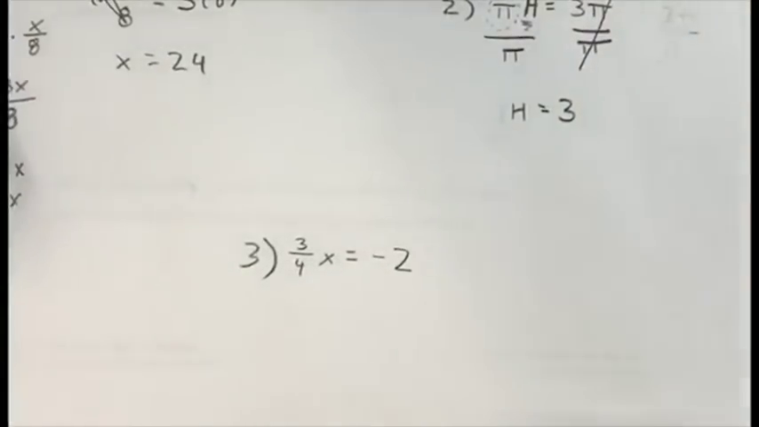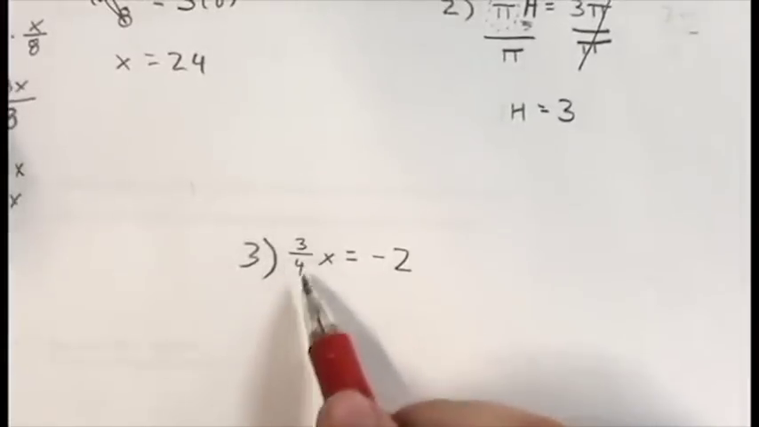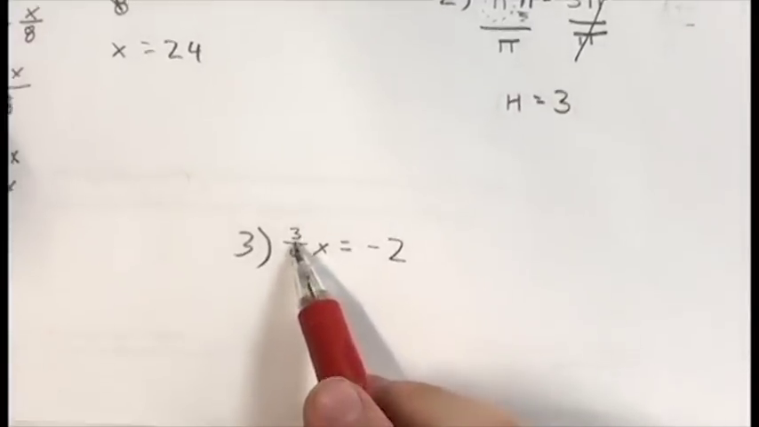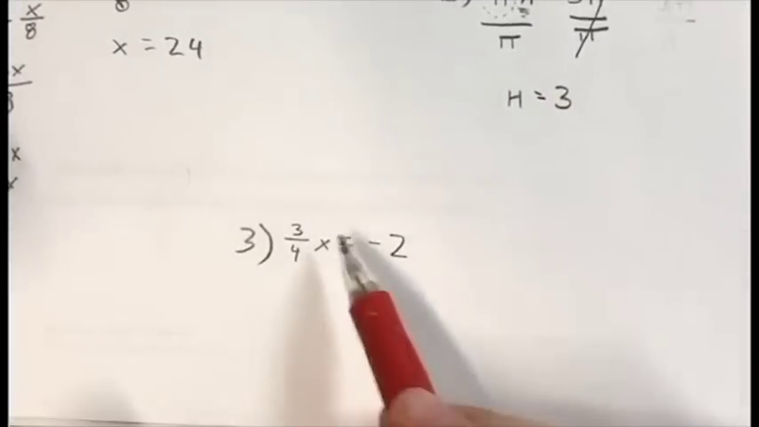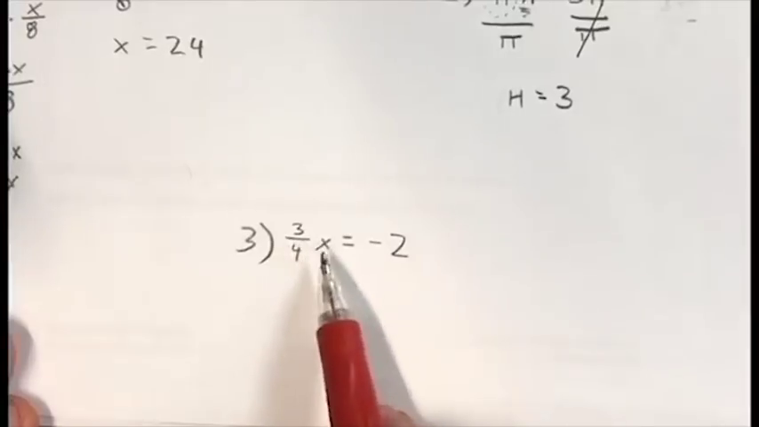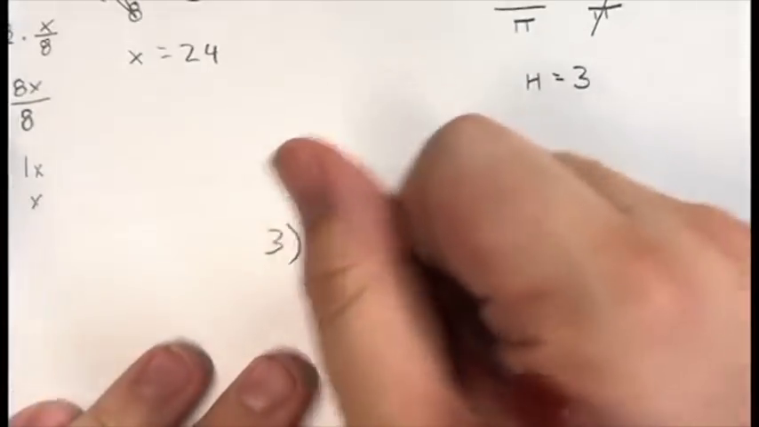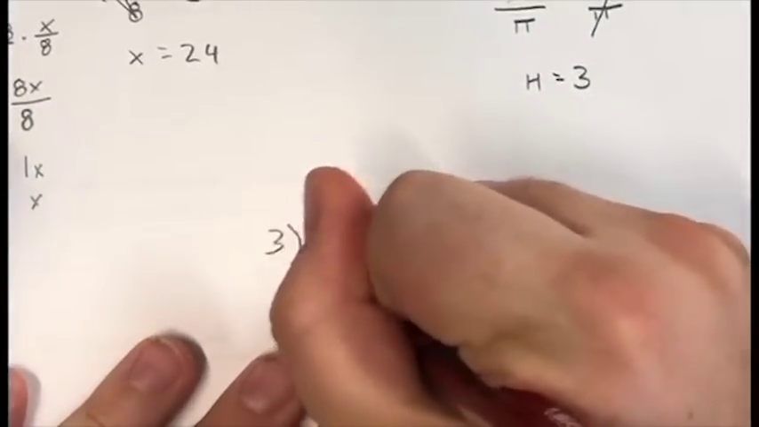Last problem, 3/4 times x equals -2. All right, so there's two ways of doing this. I'm going to do one way, which is the longer way, and then I'm going to show you the shortcut. And again, this probably is a little bit review for you, but we're going to do it anyway. 3/4 x equals -2. And since this is a fraction and it's multiplying, in order to get rid of it, I have to divide it.